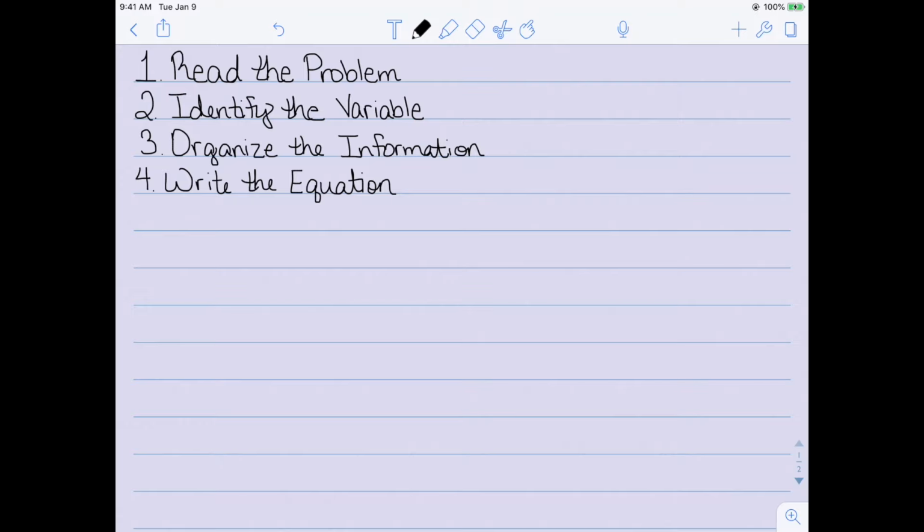Step 4 is then to write the equation. Use the information given in the problem to write some kind of equation. This equation could come directly from the problem or it could come from formulas that we know.